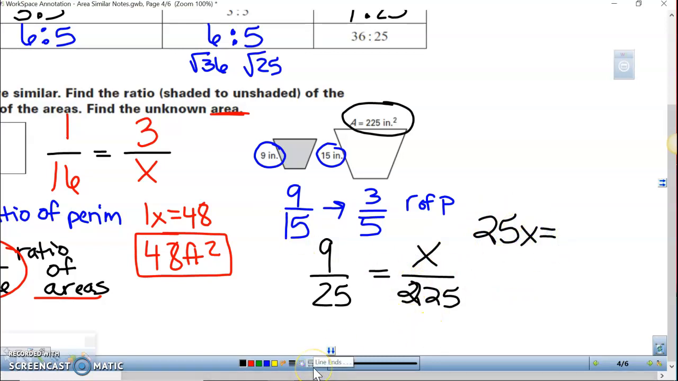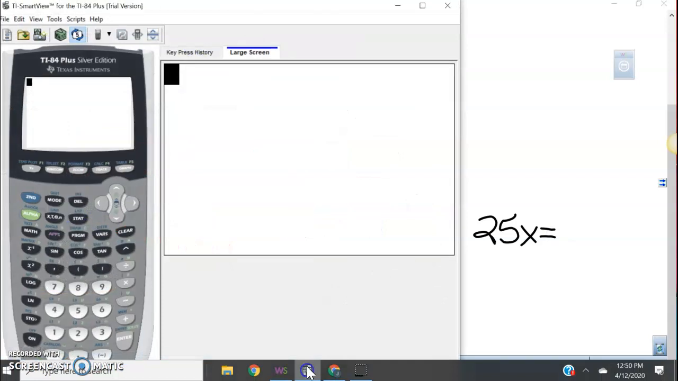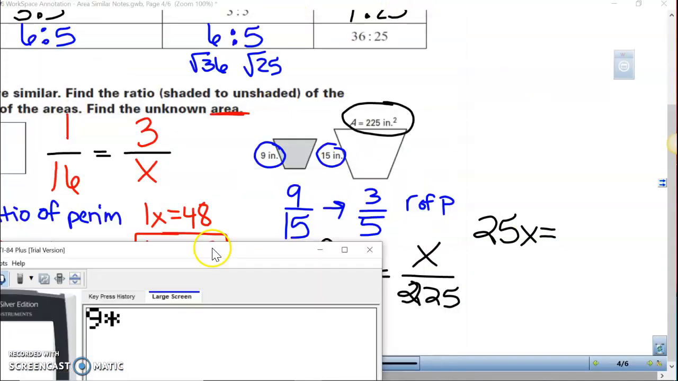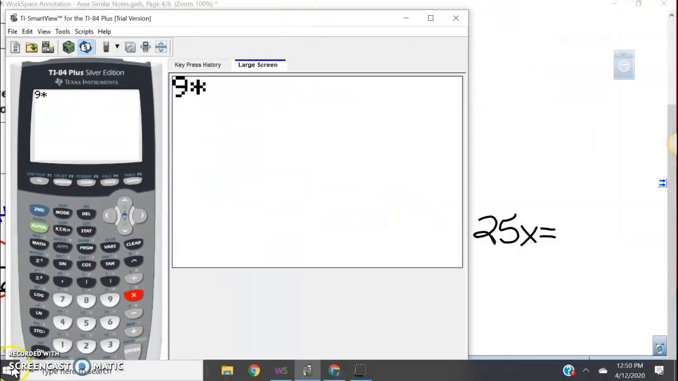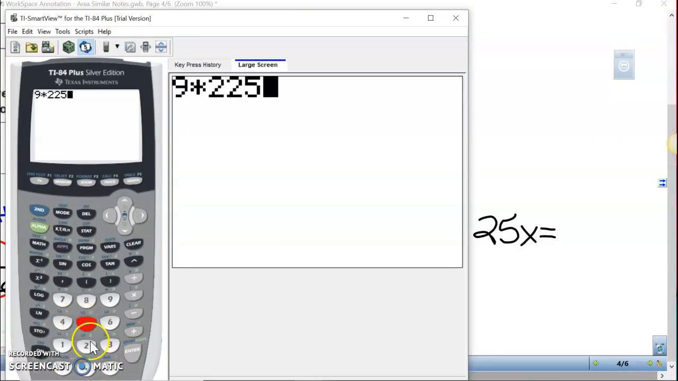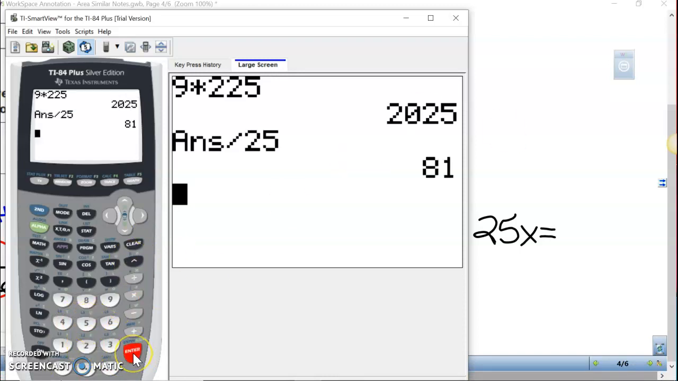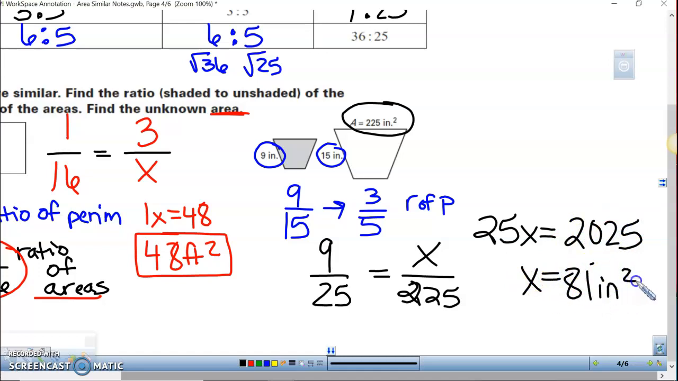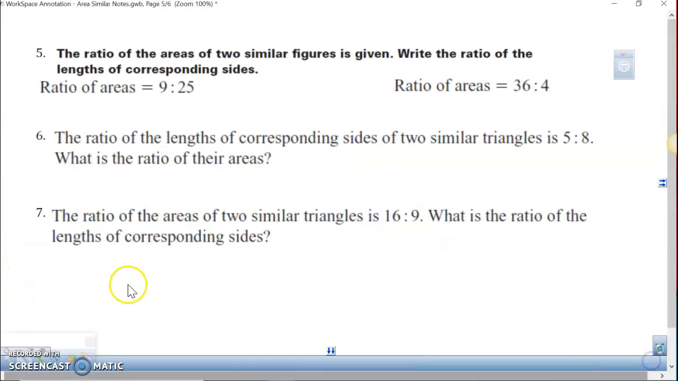You should have installed, if you don't have a calculator, remember I gave you this link to download this onto your desktop, so you hopefully either have a calculator or have been using it. So we get 2025 and we're going to divide that by 25, and lo and behold we get 81. So our smaller figure has an area of 81 inches squared. Bam. Let's go on.